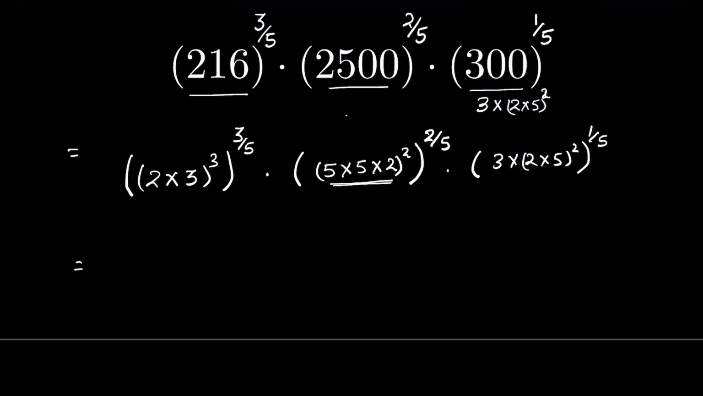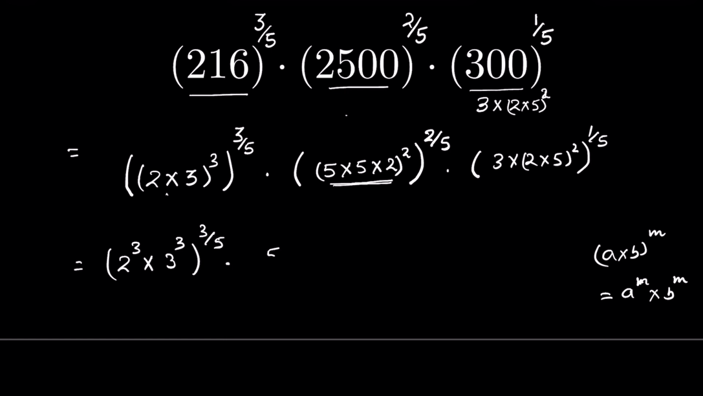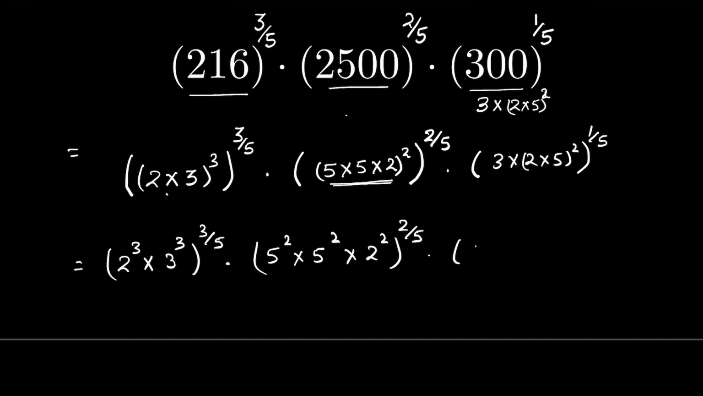Now we have an identity where (a times b) whole raised to the power m is equal to a raised to the power m times b raised to the power m. So (2 times 3) raised to the power 3 means 2 raised to the power 3 times 3 raised to the power 3, and then whole raised to the power 3 upon 5. Here also 5 raised to the power 2 times 5 raised to the power 2 times 2 raised to the power 2, and whole raised to the power 2 upon 5. This is 3 times 2 raised to the power 2 times 5 raised to the power 2, whole raised to the power 1 upon 5.